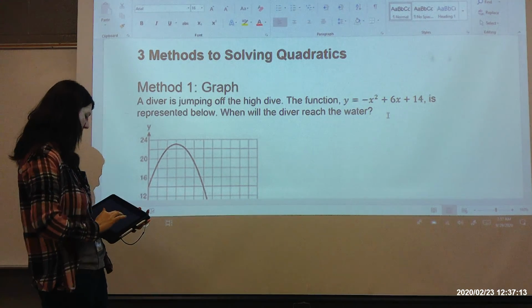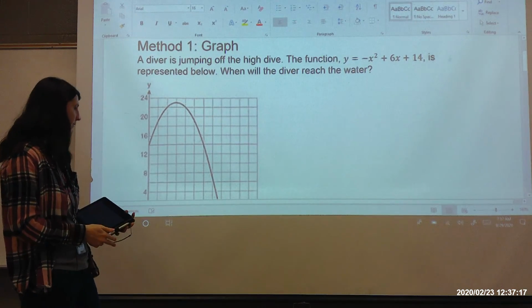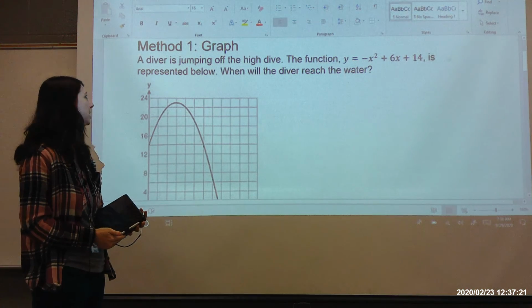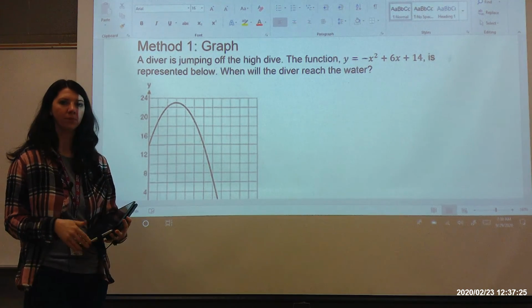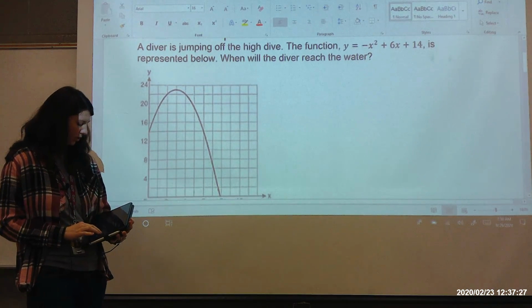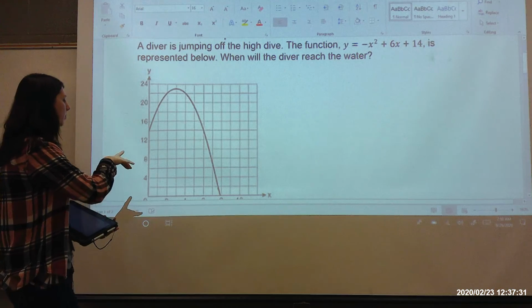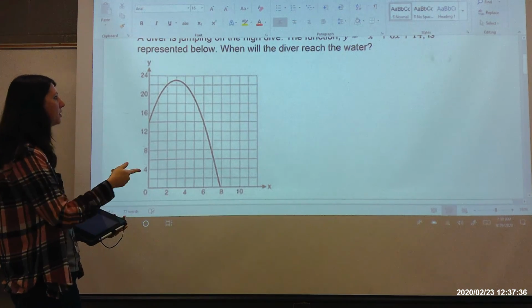Okay, I have a problem here. It says a diver is jumping off the high dive. The function y equals negative x squared plus 6x plus 14 is represented below. When will the diver reach the water? Okay, so we are wanting to actually solve for a solution here, for an answer. And we know that we can look at a graph and find that. Okay, when will the diver reach the water?